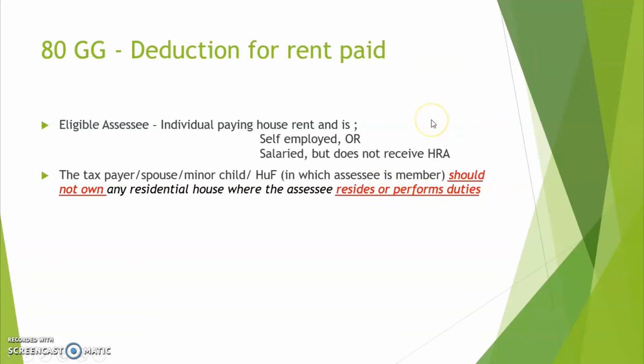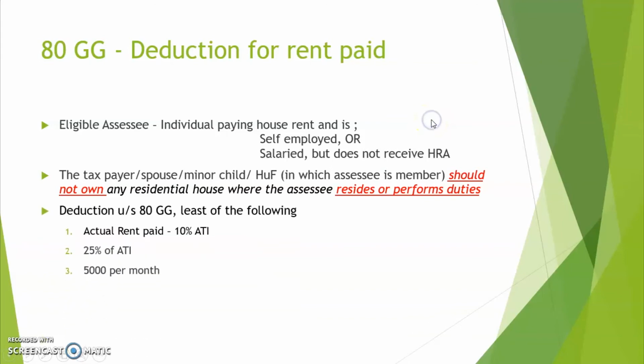Let's check what the deduction is. Deduction is going to be the least of 3 items. So the first item: actual rent paid minus 10% of ATI. ATI is exactly the same as we saw before: GTI minus LTCG, STCG under 111A and all deductions except the deduction concerned for which you are making calculations.